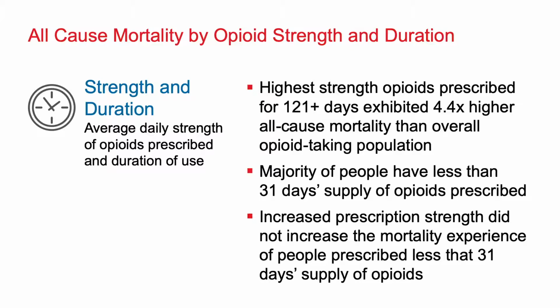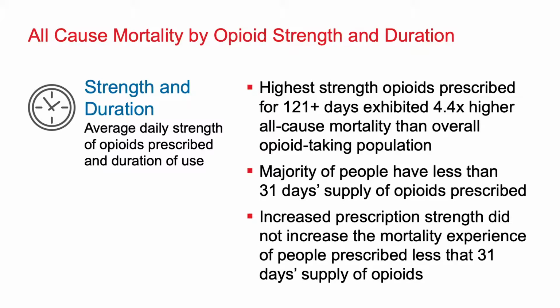When looked at in isolation, it can appear that the strength of the opioid is the main driver in the trend between all-cause mortality and opioid use. As you increase the strength of the opioids prescribed, all-cause mortality increases as well. However, when you introduce day supply into your analysis, you see different trends by different day supply groups. Individuals prescribed the highest strength opioids for more than 120 days exhibited 4.4 times higher all-cause mortality than all opioid users.